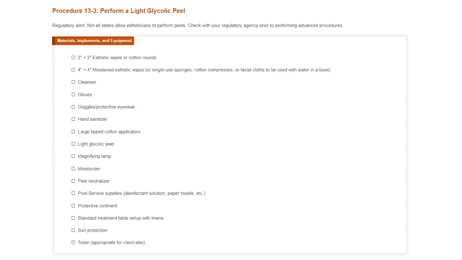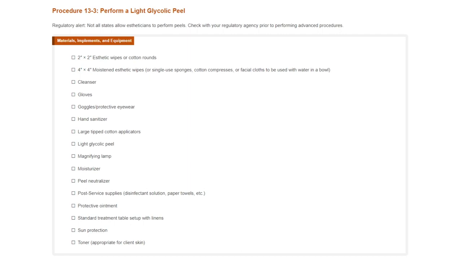Procedure 13 to 3, perform a light glycolic peel. Regulatory alert: not all states allow estheticians to perform peels. Check with your regulatory agency prior to performing advanced procedures.